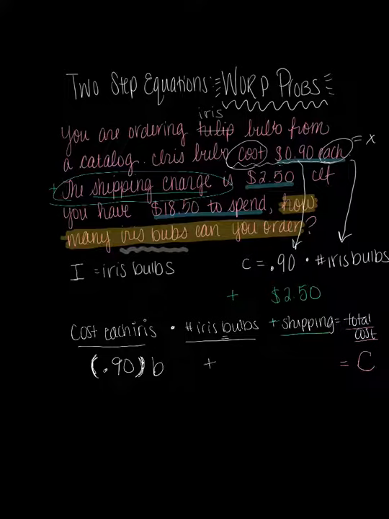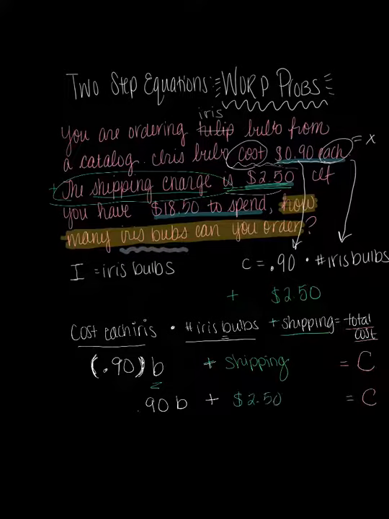plus shipping. Because shipping is just an add-on order. It doesn't matter how many bulbs I buy, my shipping is going to be a constant. My shipping is $2.50. Let's look at plugging numbers in now for my equation. My total cost equals 0.9b plus shipping, which was $2.50. I got that from right up here.